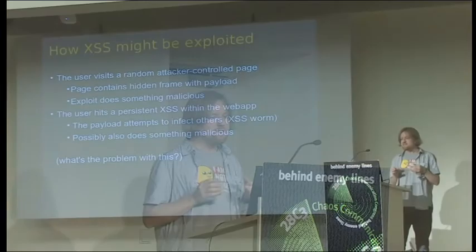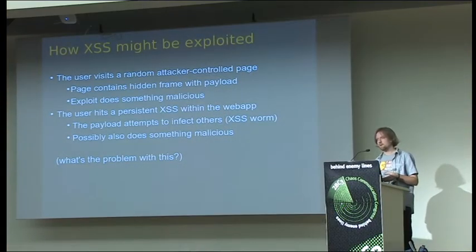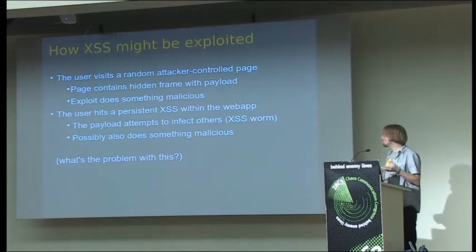Another way is if there's a persistent cross-site scripting bug, which is a way for other users to embed code on a page that you normally see in the web application. Once you fall victim to that, the exploit can run. There have been many cases of cross-site scripting worms because of persistent cross-site scripting. But in both cases, and we don't need to get into details about that, the exploit is doing something malicious. But there is a problem from the attacker's point of view with exploiting this.